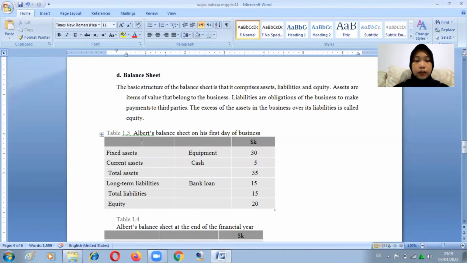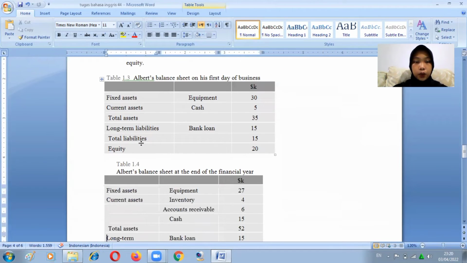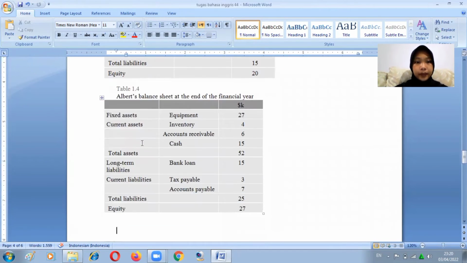You can see table 1.3, Albert's balance sheet on his first day of business. And you can see table 1.4, Albert's balance sheet at the end of the financial year.